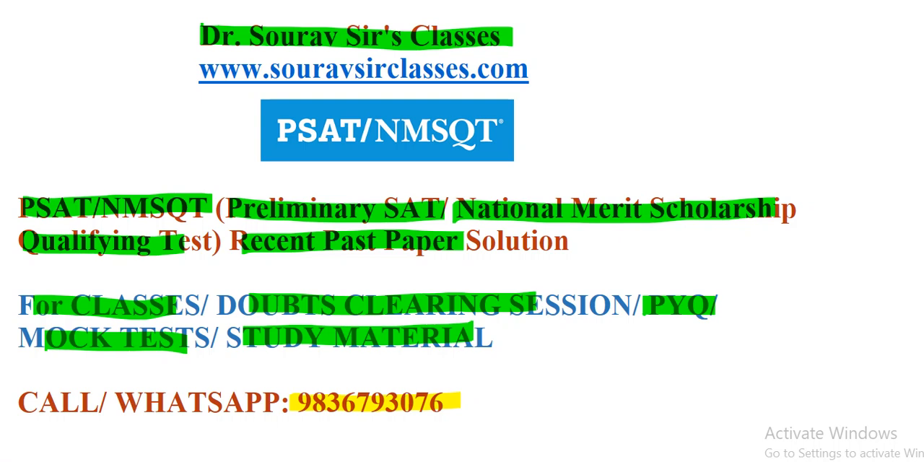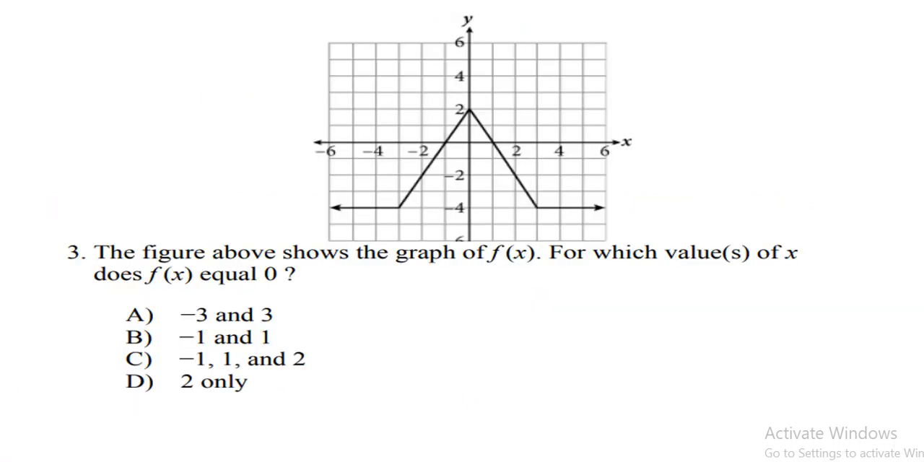In question number 3, a graph will be shown here, and this is a function related question. The figure above shows the graph of f(x). For which values of x does f(x) equal 0?